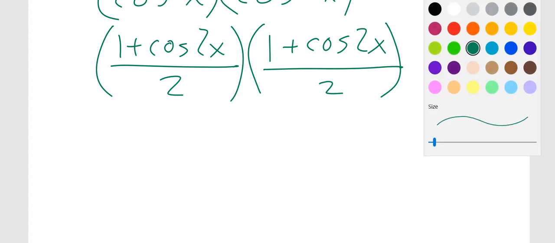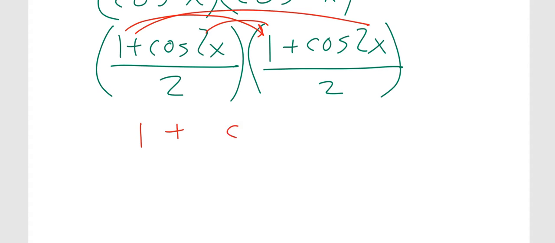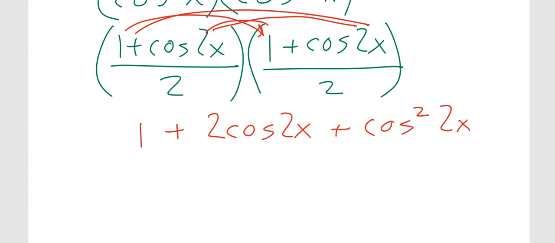Sounds like a job for FOIL, isn't it? We gotta FOIL this. That's what we are doing. If you're foiling it in your head, that's good. So we got a 1 plus. Do the outsides and the insides. How many of those cosine 2x's? 2 of them, because the outsides give you 1 and the insides give you 1. And then the lasts give me cosine squared 2x. I knew that would be a confusing one, so I thought I would write it out for you.